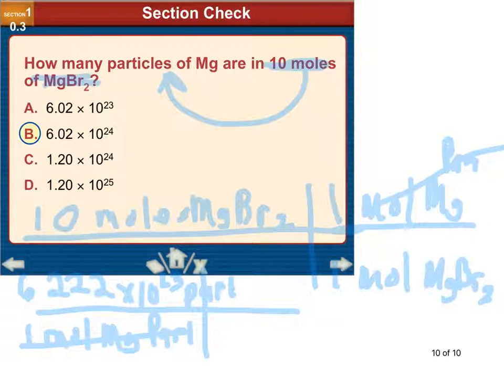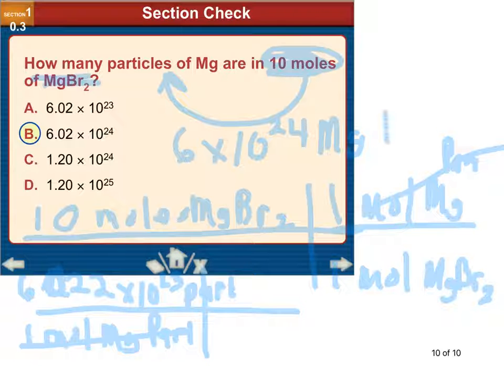Moles cancel moles. And so we're just keeping the proper number of sig figs. With 10 moles, that's really only 1 sig fig, so I'm going to change their answer just slightly. It's 0.022. Wrote down the wrong number back here. So we're just taking that, and it ends up being 6 times 10 to the 24th Mg particles.